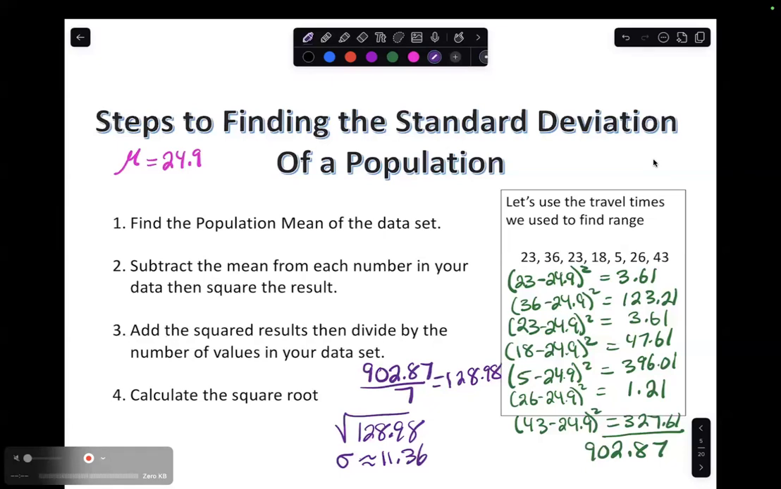So if I just told somebody, the average driving distance to work is 24.9 minutes, with a standard deviation of 11.36, this tells me a lot because I can use the standard deviation to determine about where most of the driving times are, minutes-wise. Standard deviation can tell us where the bulk of the data is going to lie. And that's what we're going to get to with the empirical rule. But right now, that's how you calculate it.